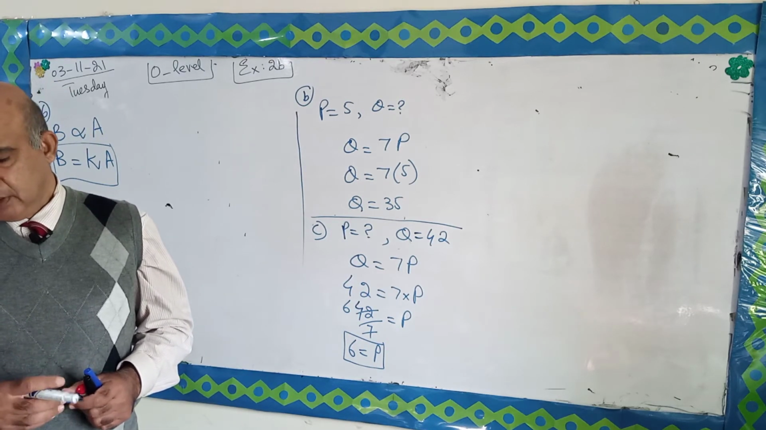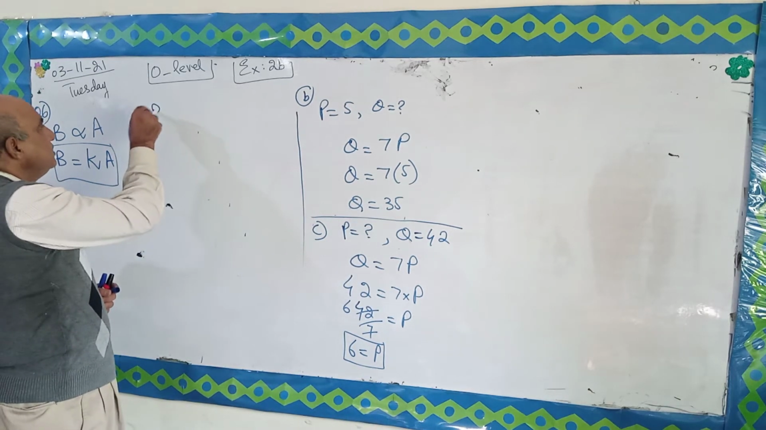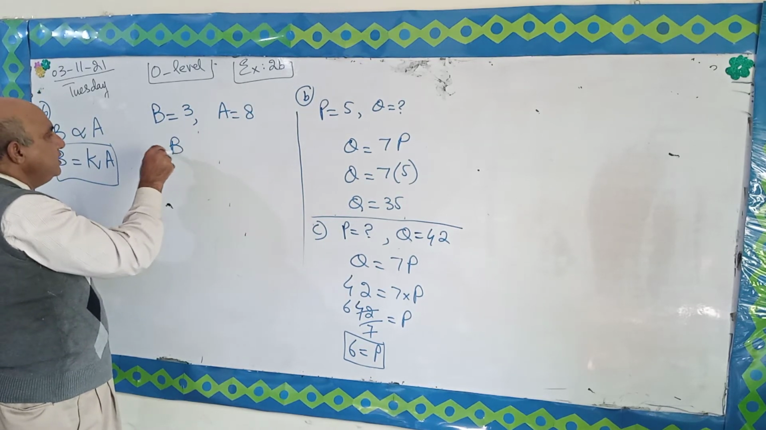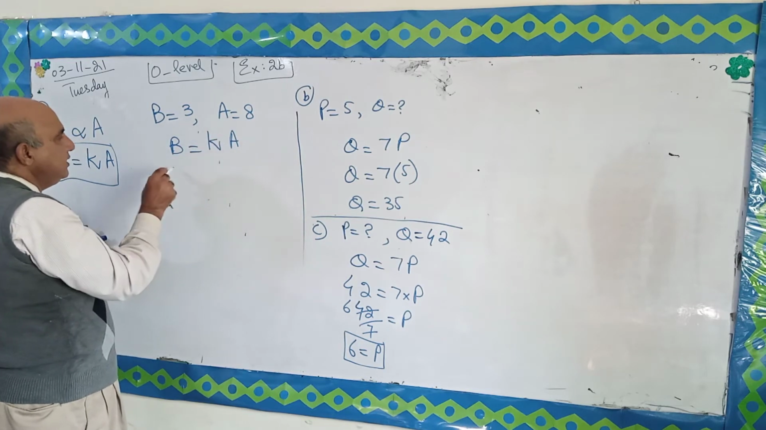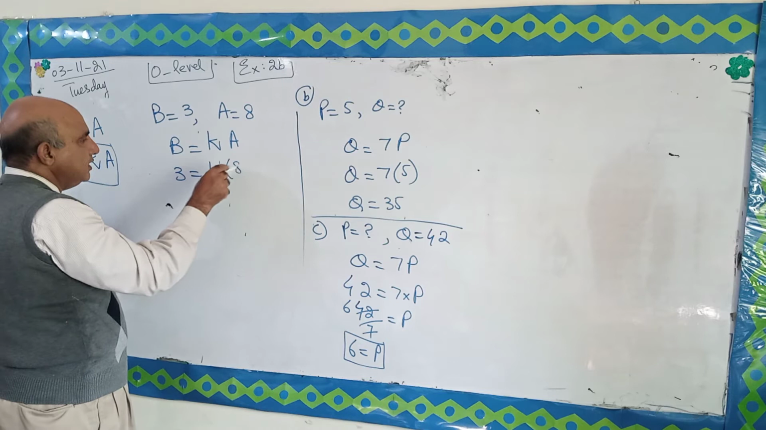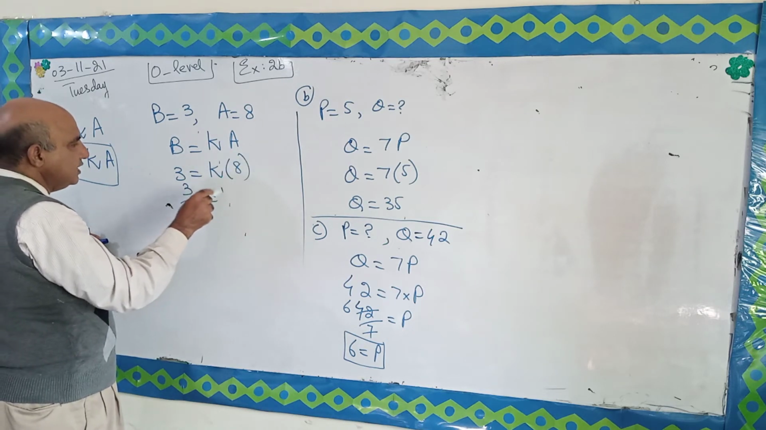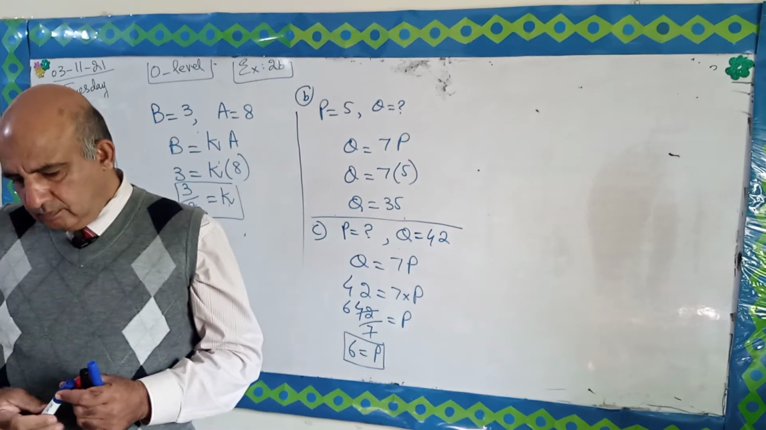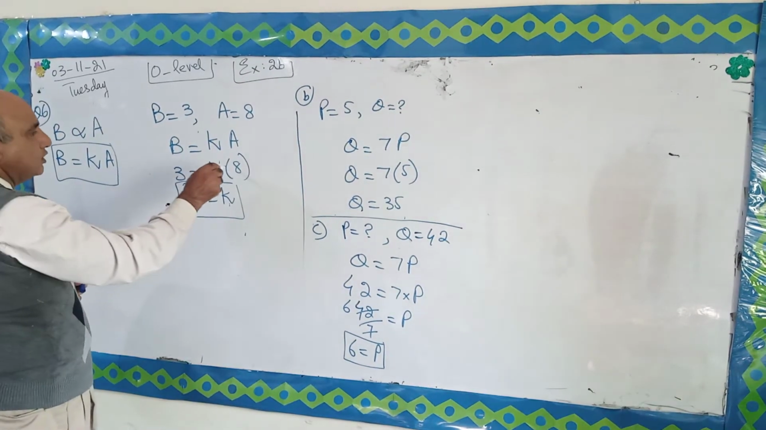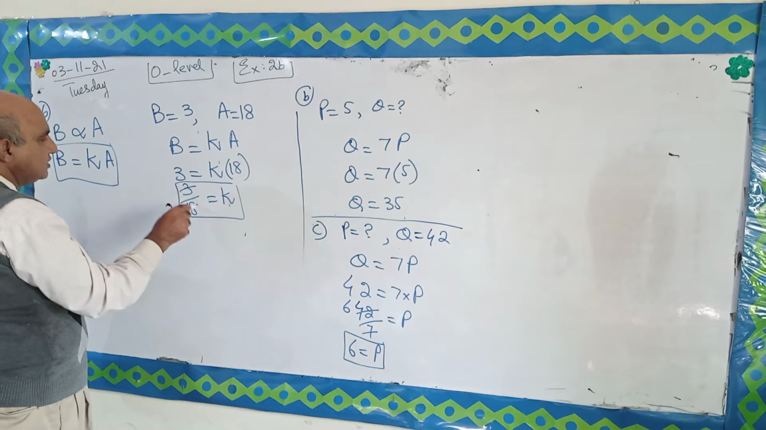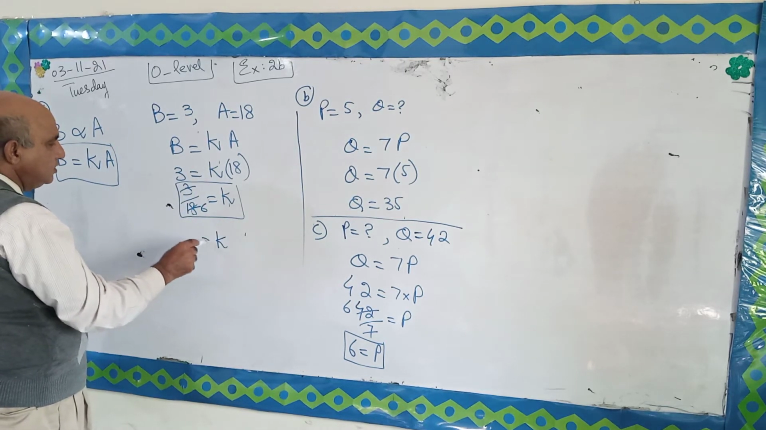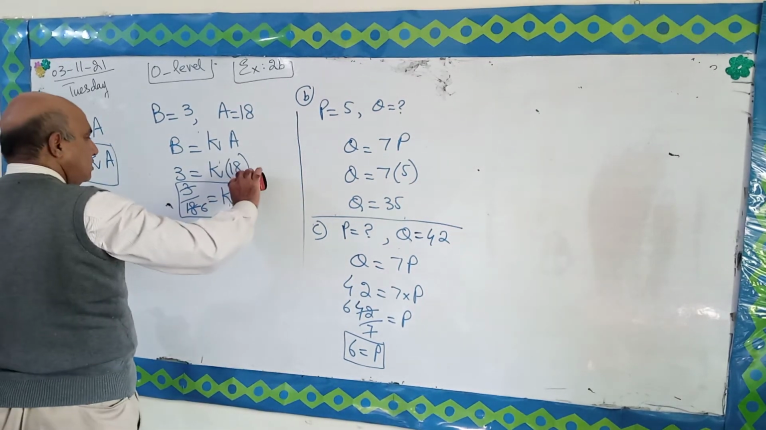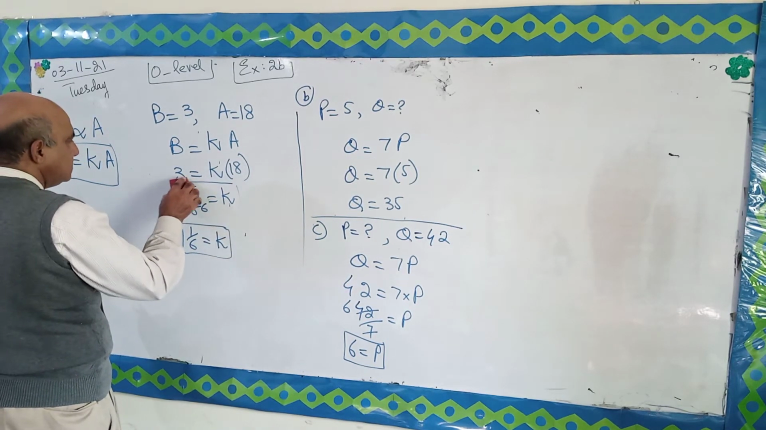So here b is equal to 3 and a is equal to 8. So b is equal to ka, 3 is equal to k into 8. So 3 over 8 is the value of k. So this is 18, not 8. If this is 18, so 3 sixes are 18, so we can write the value of k as 1 over 6. We got this. This is not the answer.